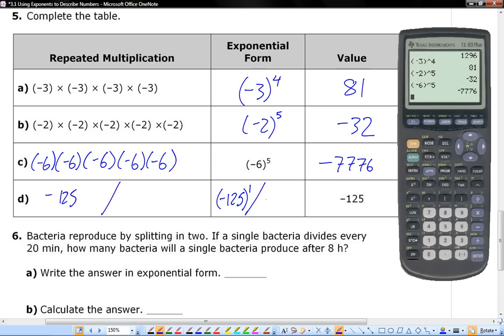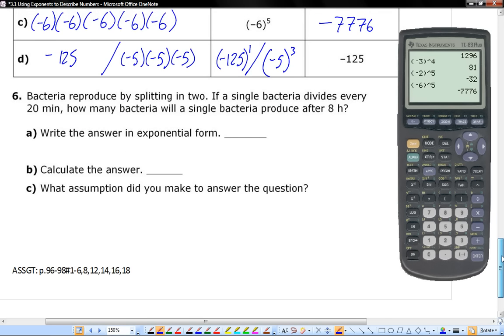Of course, it could be negative 5 cubed. In other words, negative 5 times negative 5 times negative 5. Are there other possibilities? I think that pretty much covers it, but if you come up with any creative answers, please let me know.